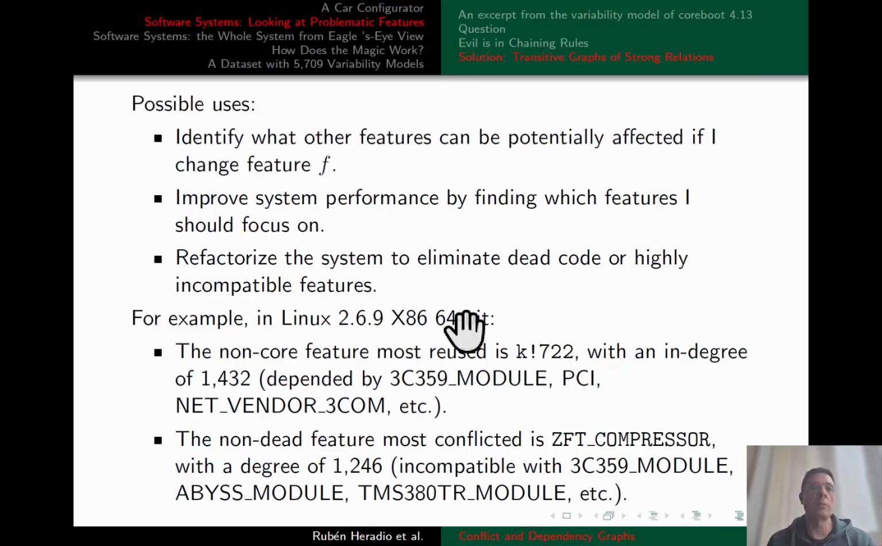So this can be helpful, for instance, to spot features that, if changed, the modification can be easily propagated throughout the whole system. Or, for instance, if we want to improve the performance or the energy consumption of most configurations, a good place to start is with this kind of very reused features. And the same with the most conflicted, the most incompatible features, which can be easily detected in the conflict graphs.